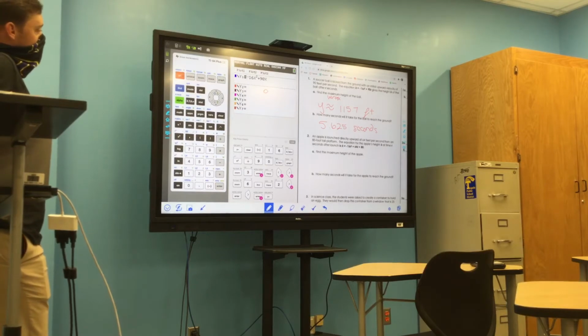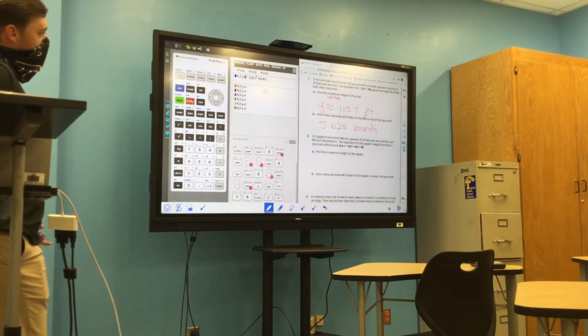Alright, so let's go to y equals, and let's put in our function. Negative 16x squared, plus 64x, right? And then plus 80.